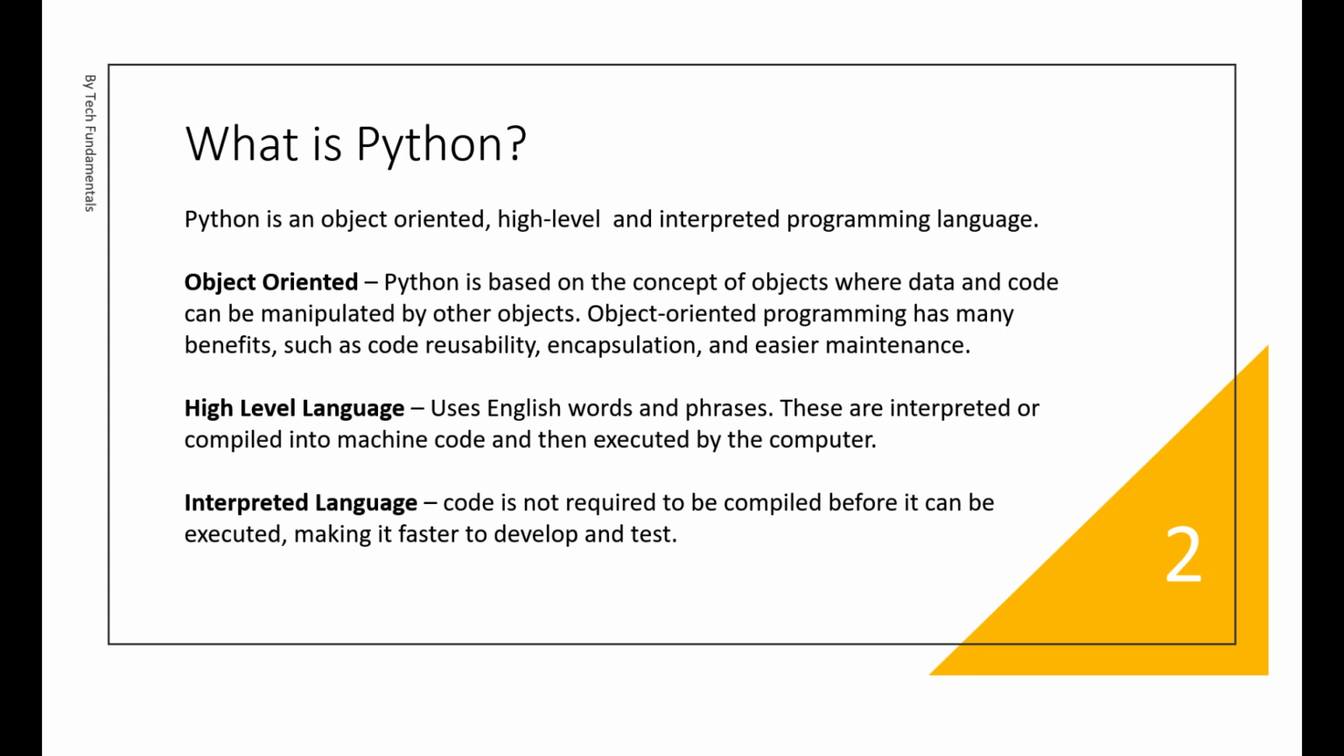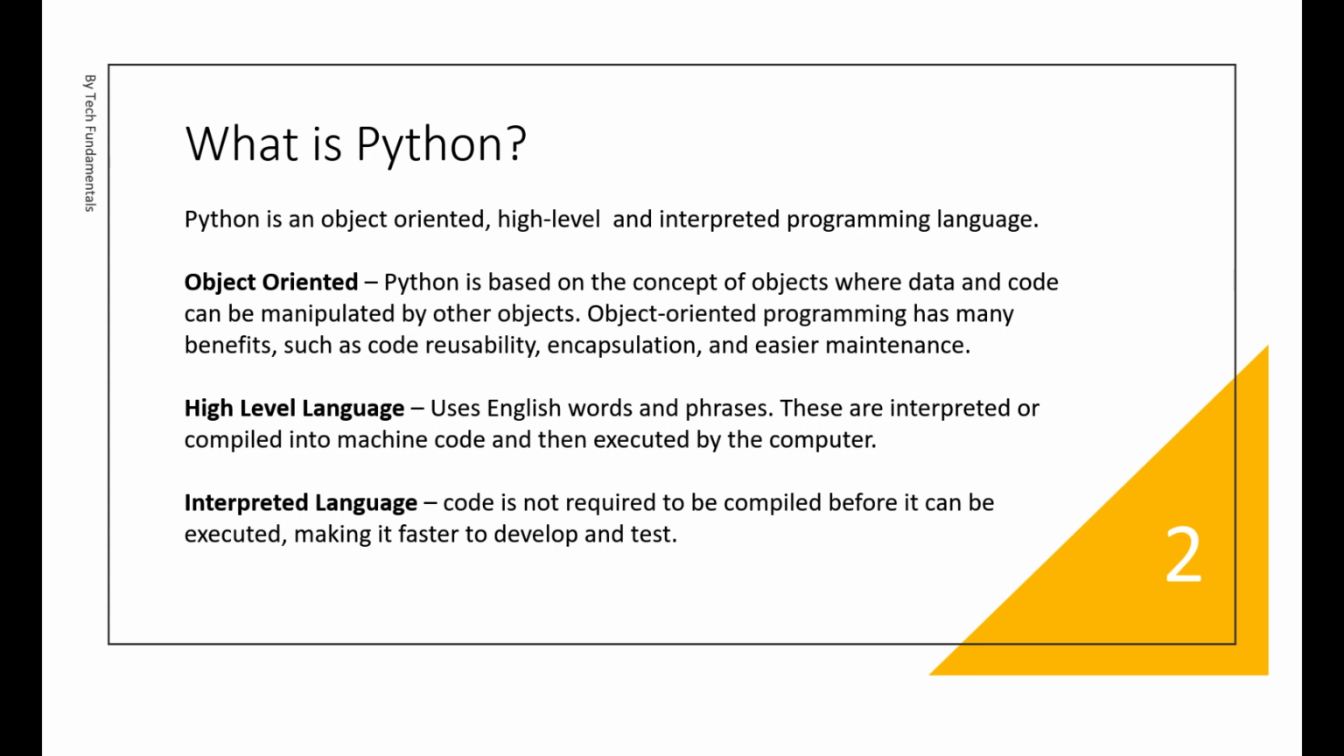Now let's take a look at what high-level language means. We have two types, high-level and low-level. Low-level languages are written in machine language, which consists of zeros and ones, while in high-level languages we use English words and phrases that are interpreted or compiled into machine language, like zeros and ones, and executed by the computer.